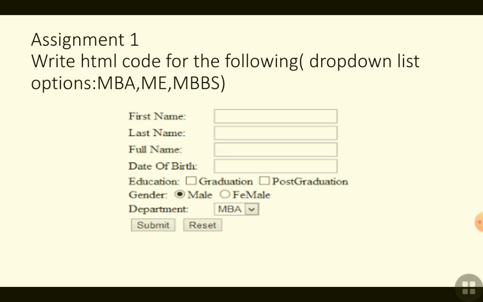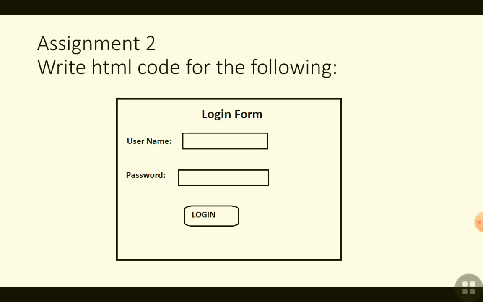Okay, now this is your assignment. First assignment, you have to create the form using HTML code. Now you can see in front of department there is a drop down list. You can use options like MBA, ME or MBBS. You can display all these options in the drop down list. Okay, this is assignment 2. You have to create a login form, with username, password and login button. Now in the login button you have to write input type equal to submit and value equal to login.